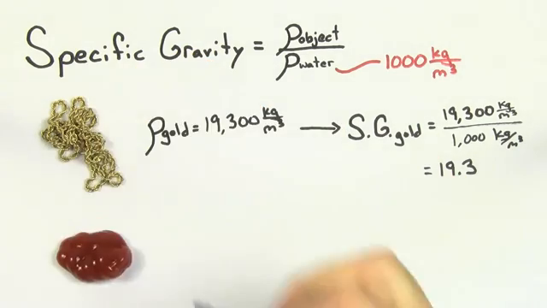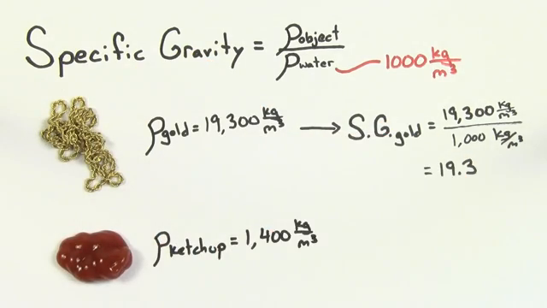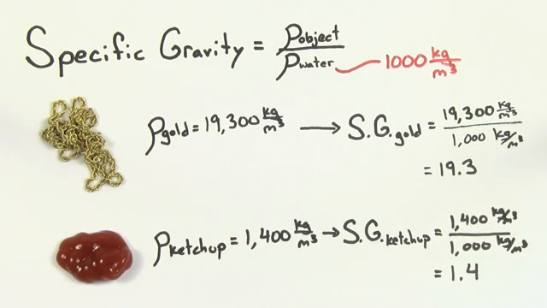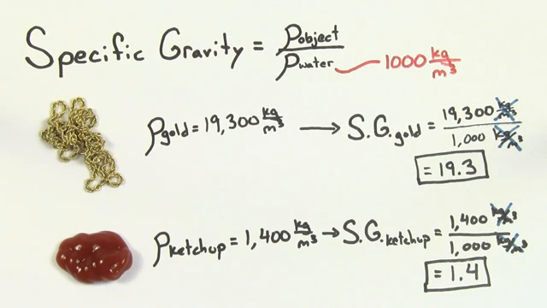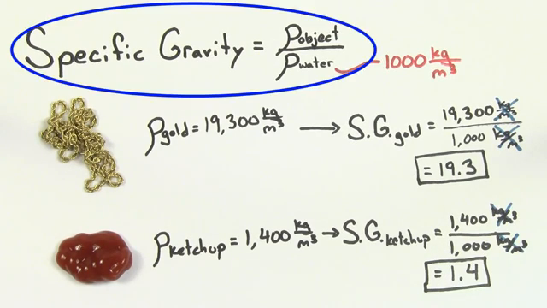The density of ketchup is 1,400 kilograms per meter cubed, so the specific gravity of ketchup is 1.4. Note, there's no units for specific gravity, because it's the ratio of one density to another density, so the units cancel each other out. Okay, so why even bother defining something called the specific gravity?